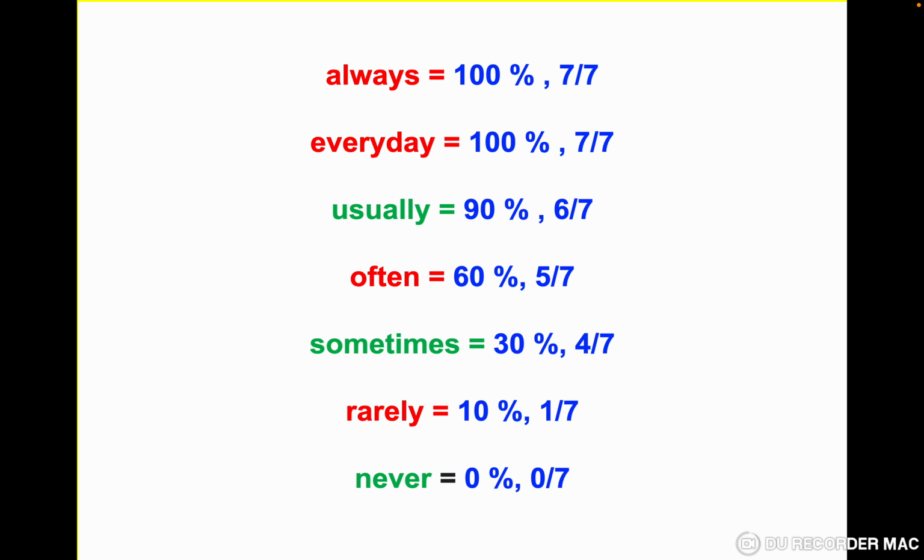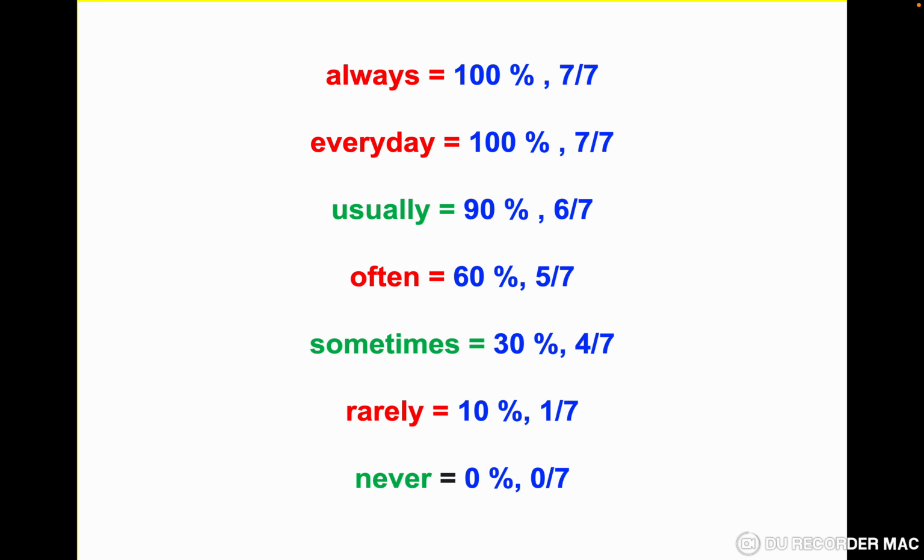We are going to explain it by the days of the week, better than the percentage, because the percentage is not very clear. So always means 7 days. I always watch TV, it means 7 days a week. I every day watch TV, the same.